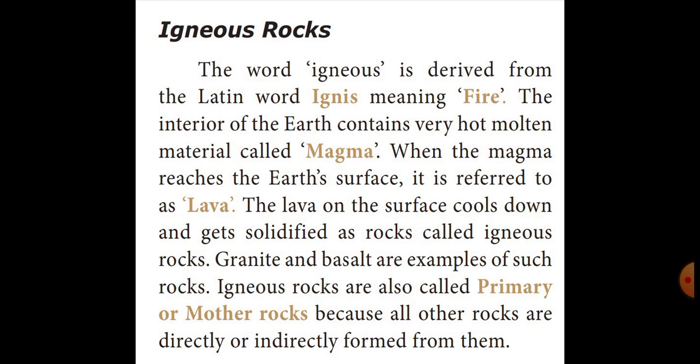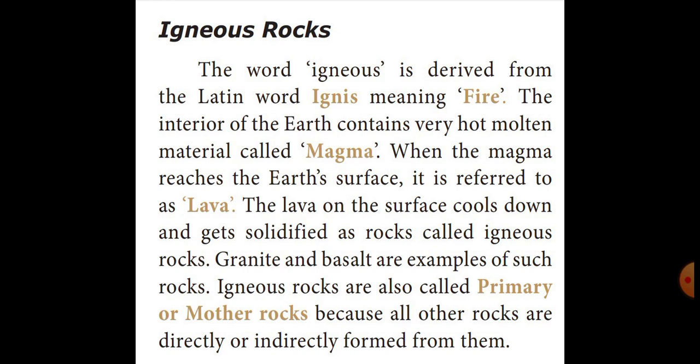The molten rocks are called magma. When that magma reaches the earth's surface, it is referred to as lava. The lava on the surface cools down and gets solidified as rocks. Those rocks are called igneous rocks.